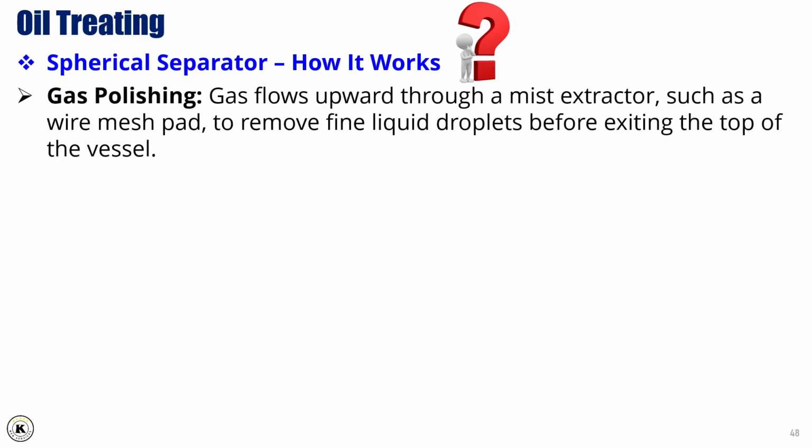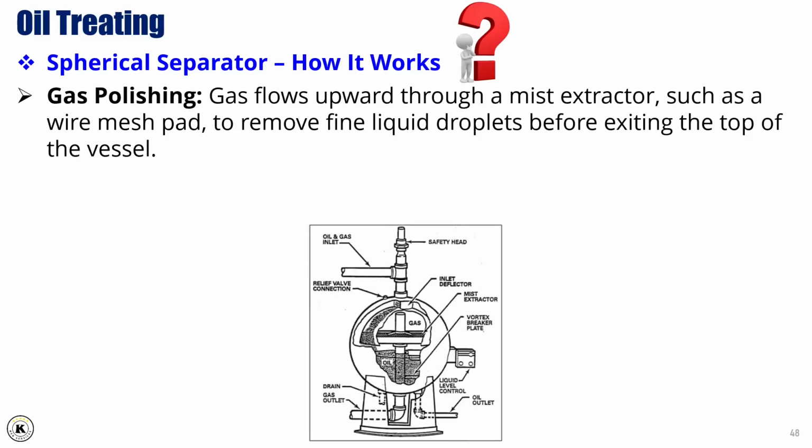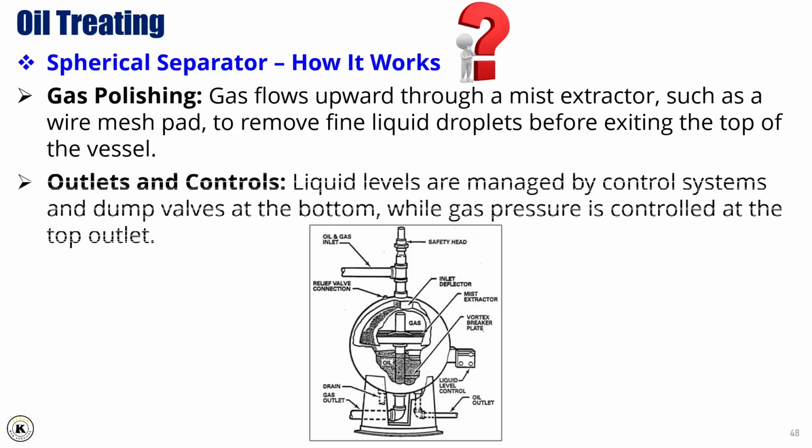Gas polishing. Gas flows upward through a mist extractor, such as a wire mesh pad, to remove fine liquid droplets before exiting the top of the vessel. Outlets and controls. Liquid levels are managed by control systems and dump valves at the bottom, while gas pressure is controlled at the top outlet.